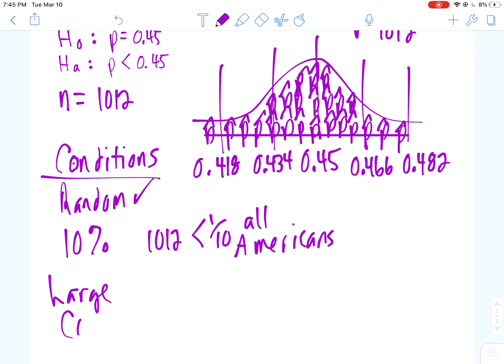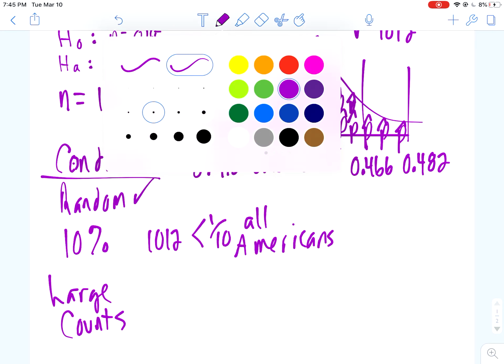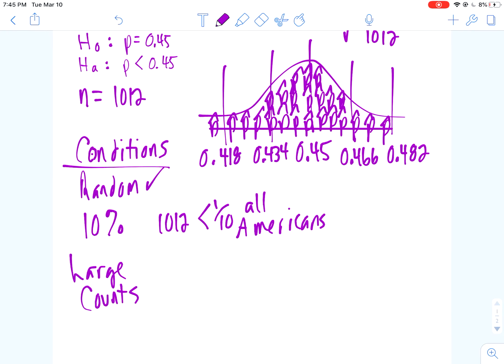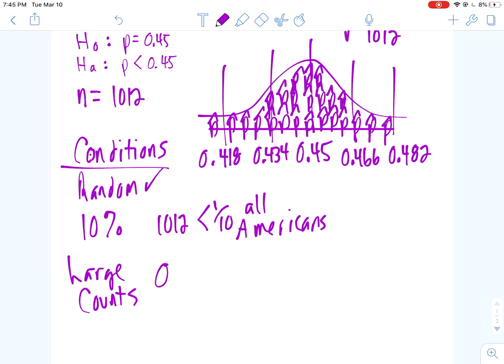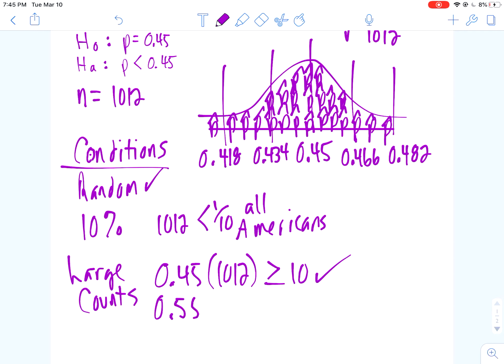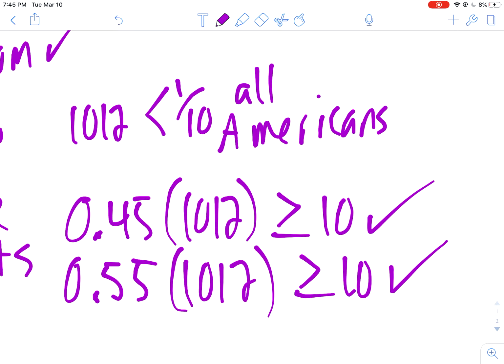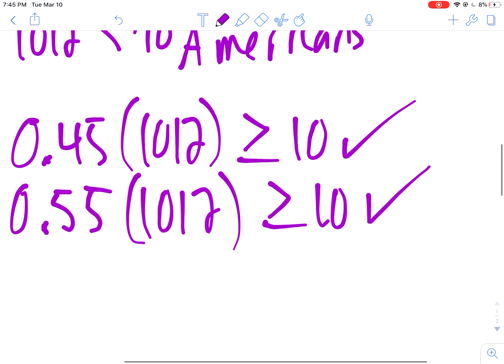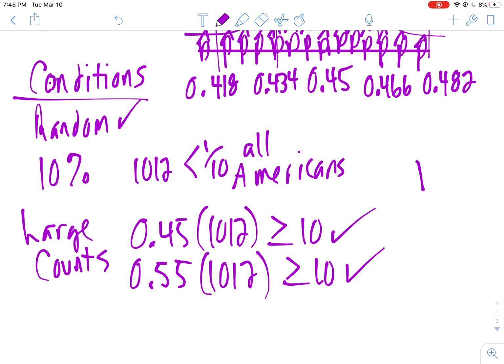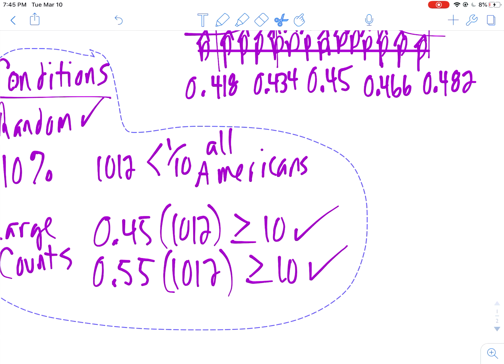Large counts. This is where the biggest mistake comes in. Notice I have not even taken our statistic into play yet. This is all going to be based on my null hypothesis, or that parameter that I'm assuming. So, 45% of 1,012. Is that greater than or equal to 10? Yeah, very safe to say. And likewise, 55% of 1,012 greater than 10? Absolutely. So I'm looking at 10 successes or more, or 10 or more failures. In this case, a success, they believe in ghosts. A failure, they don't. Now, I'm going to take that statistic into play now.